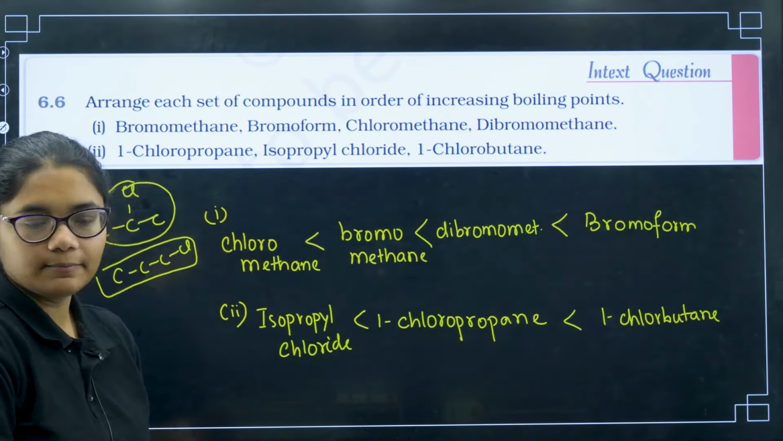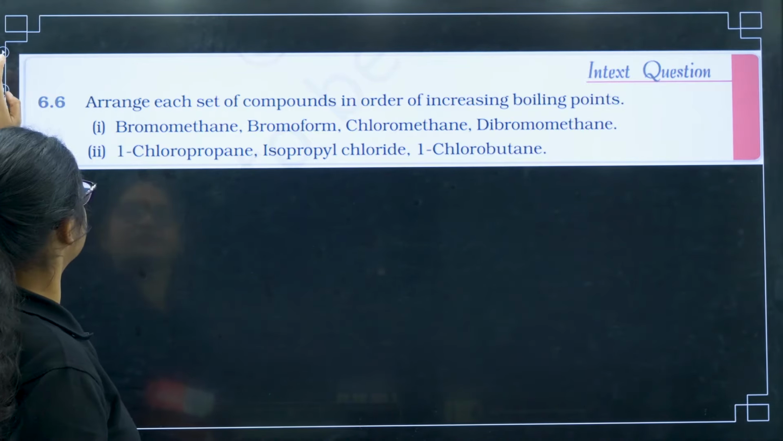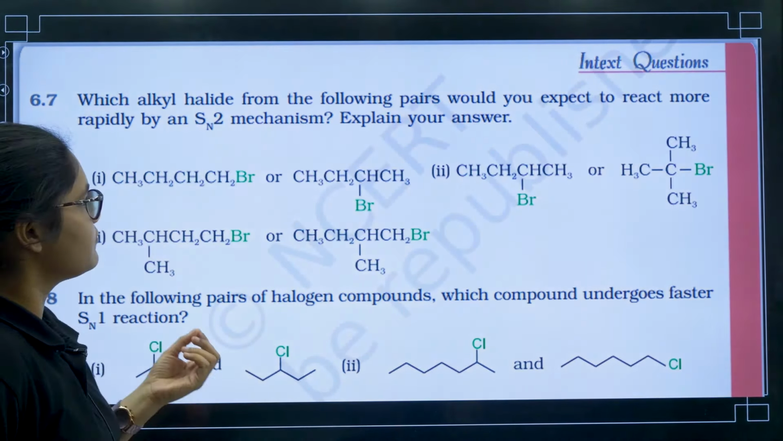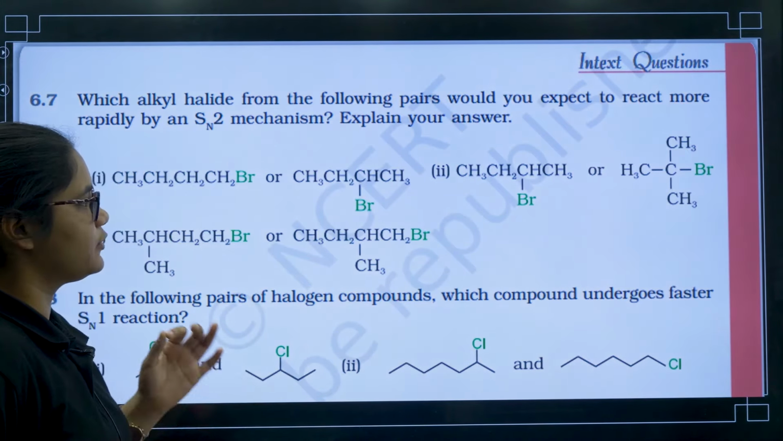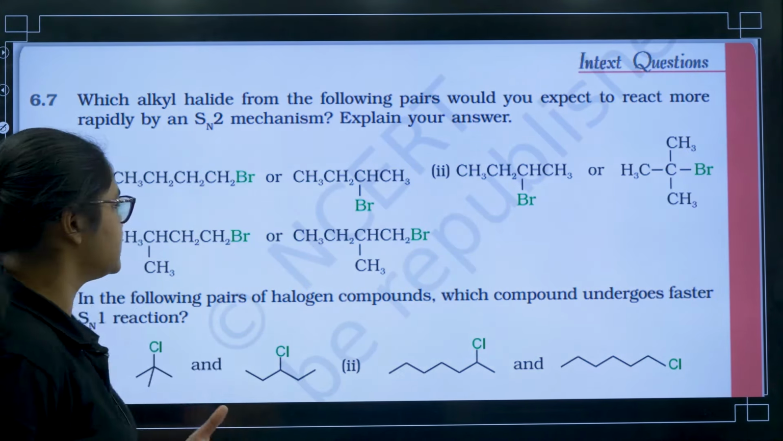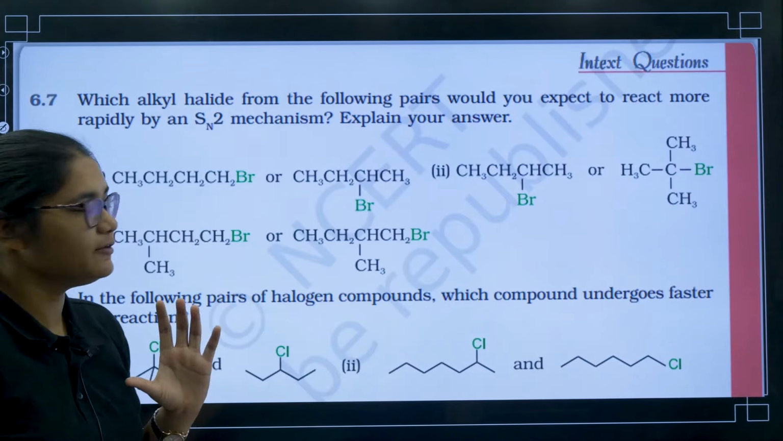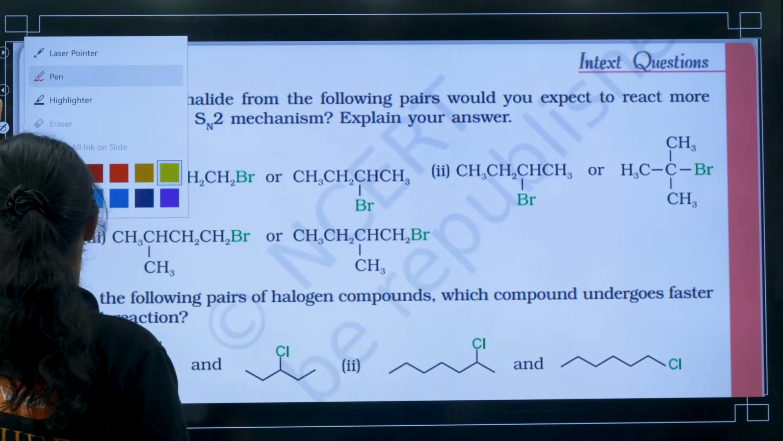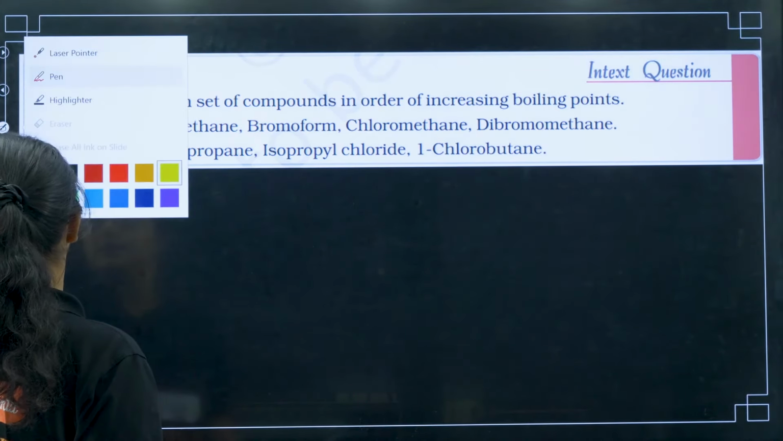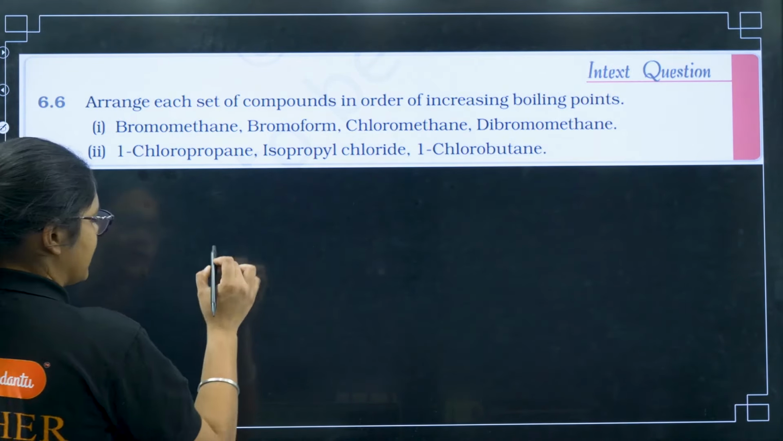Clear? Done? Now we will go to the next question. Which alkyl halide from the following pairs would you expect to react more rapidly by an SN2 mechanism? Explain your answer. So SN2 mechanism, let me just explain in this previous slide. Here some blank space is there. Let me explain here about SN2.